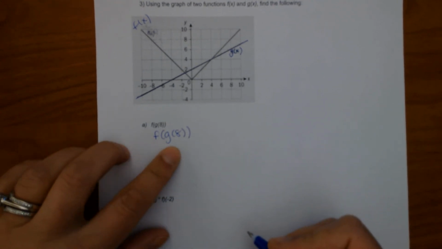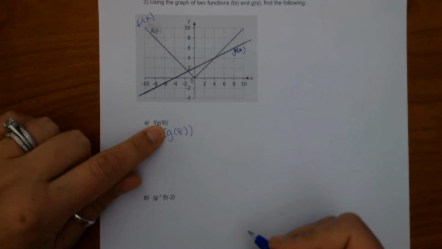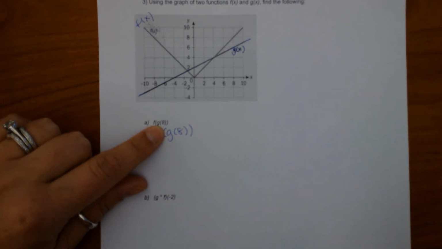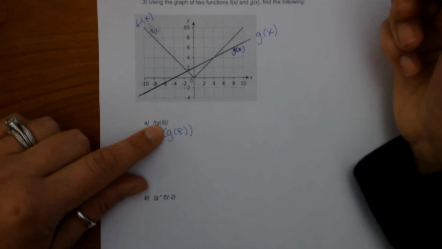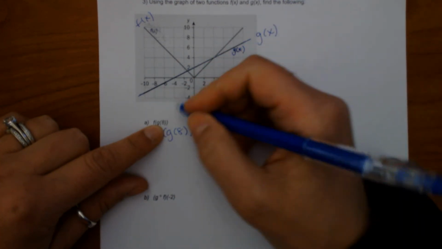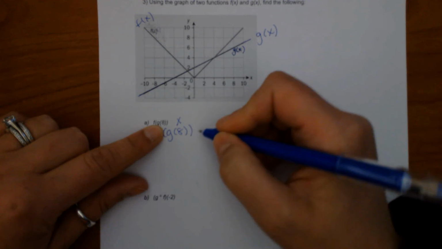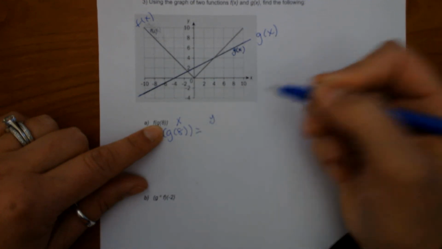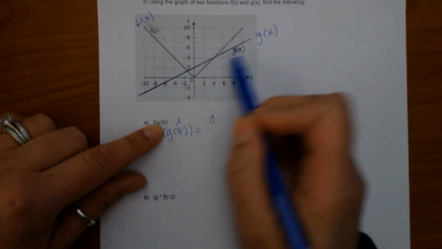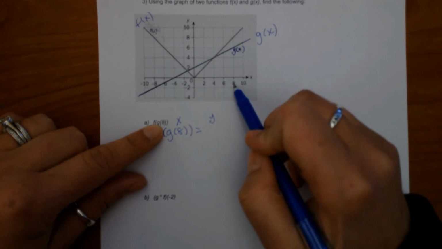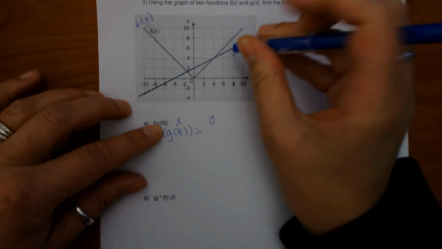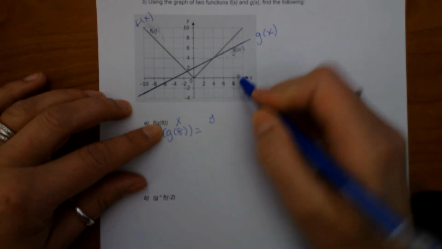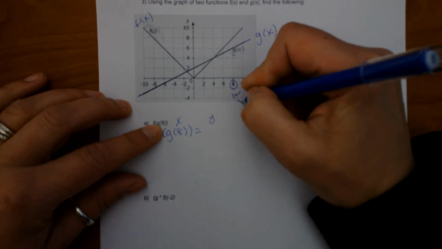So we have f of g of 8. We put our finger over the f and just look at the g function. This is my g function right here, g of x. On this line, remember, this is the x. I just want to know what my y is going to be. So I go to 8 here. Here's my input, that's my x. I'm going to go all the way up.